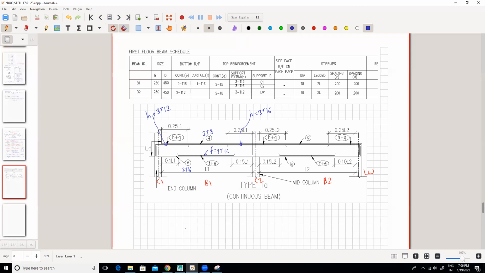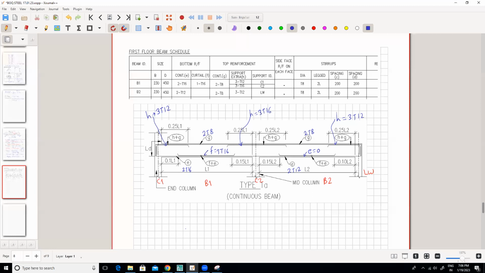Now in B2, you can see B2 E bar is, what is this E? 2T12 at the bottom. Then G bar is 2T8. And yes, E bar, there is no E bar. So E is 0. Let me write it. There is no E bar here. And H bar on lift wall, how much is this? 3T12.